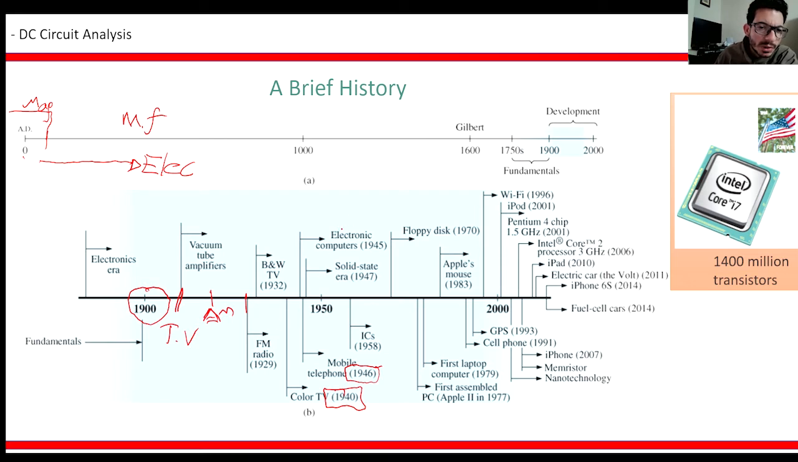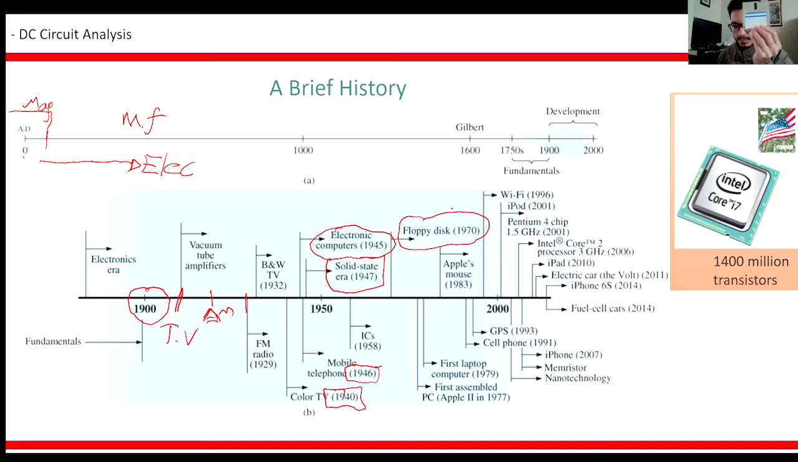Then we have electric computers, first concepts in 1945. We have the solid state era, where you can save things, and we have memory devices in 1947. We have floppy disks, which I don't know if you've seen. I think I have one here. Yeah, floppy disks like this. I'm sure you've seen them at least in movies.